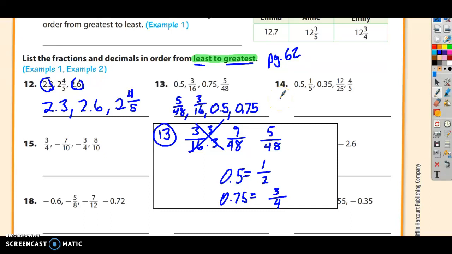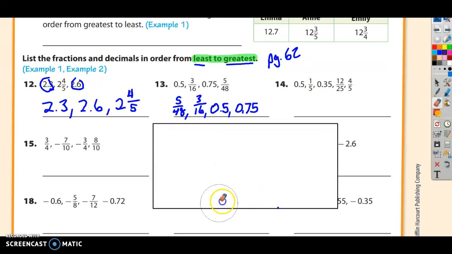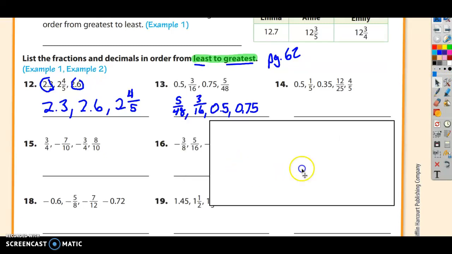So what I'm going to do is just kind of review with you what I did there. I chose to put 5/48 and 3/16 first because those are both less than half, less than half, equal to 1/2, more than 1/2. So that's using just a little bit of common sense to put them in order. All right, let's check out number 14.